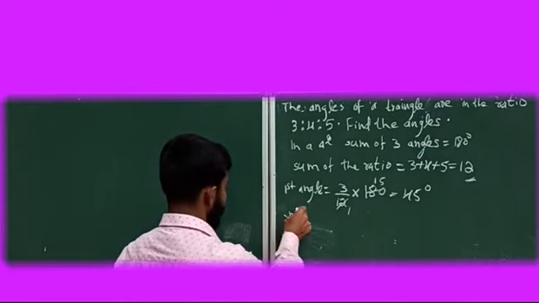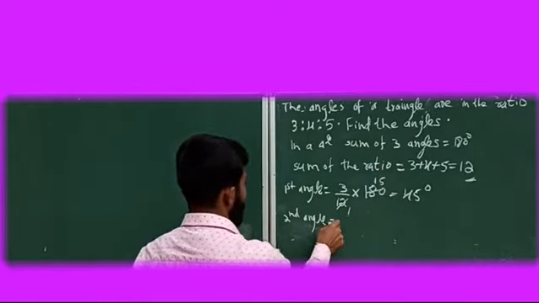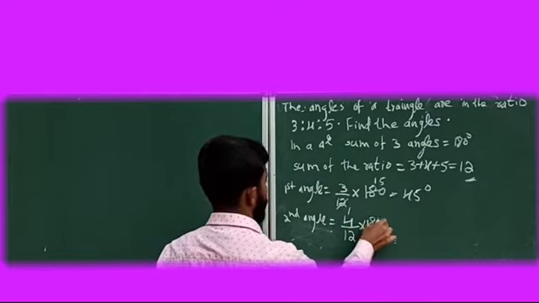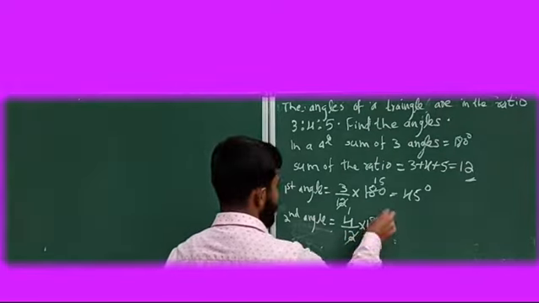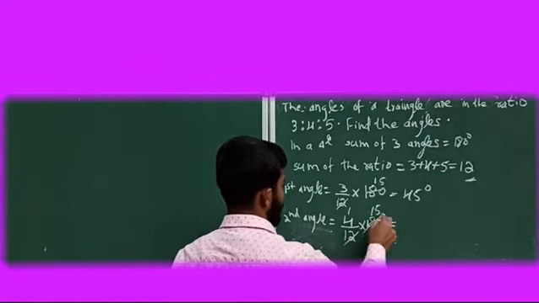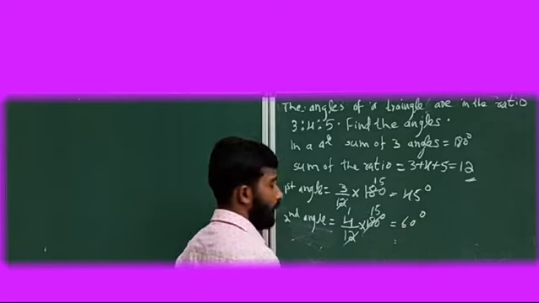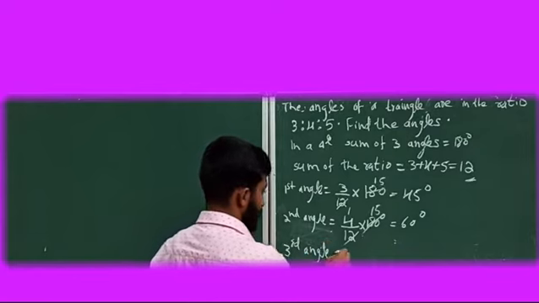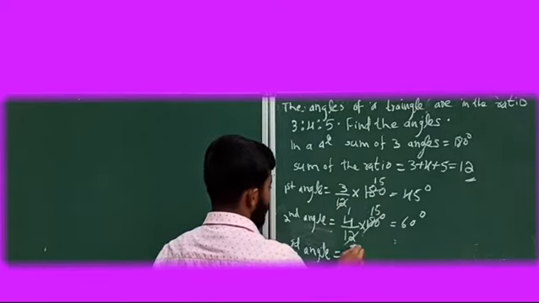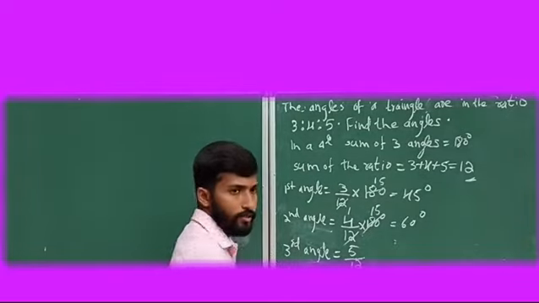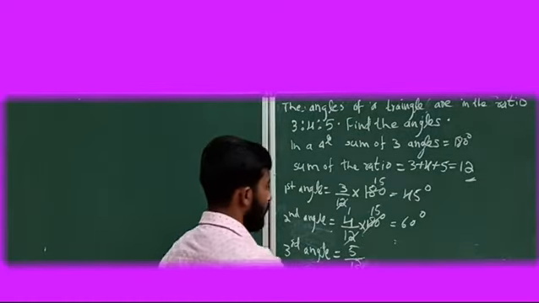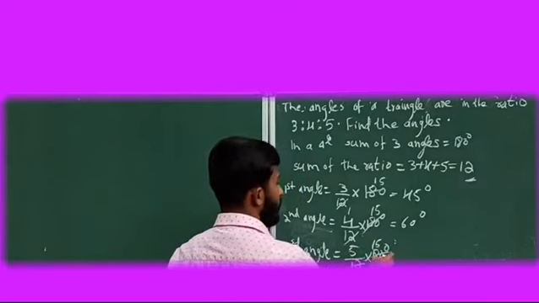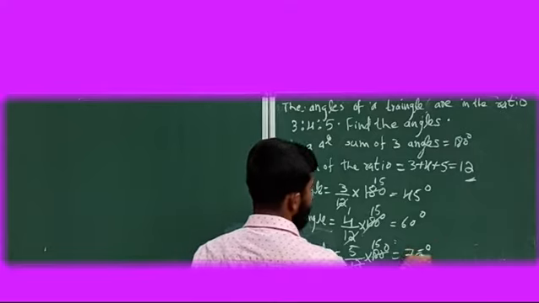Second angle is equal to, see, 4 is given, right? 4 out of 12 of total degree is equal to 180 degree. 12 ones are 12, 15s are 15, 4s are 60 degree. Next, third angle is equal to, see, 5 out of how much? 12, right? Total sum of the ratios is equal to 12. 5 by 12 of total angle 180 degree. 12 ones are 12, 15s are 15, 5s are 75 degree.